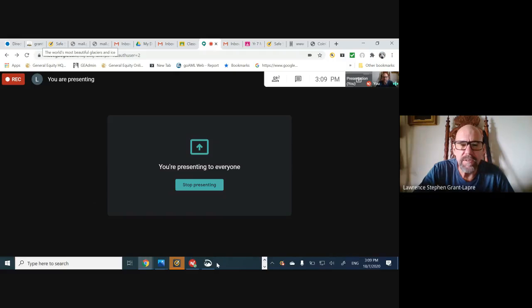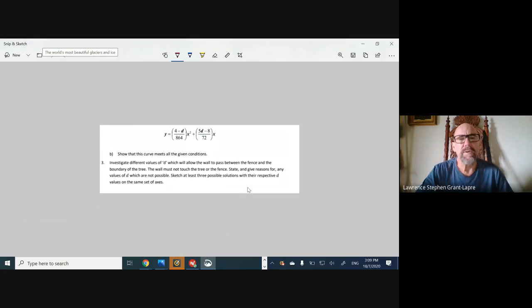I will go across to, hopefully you can see this. Question 3: investigate different values of D, which will allow the wall to pass between the fence and the boundary of the tree.